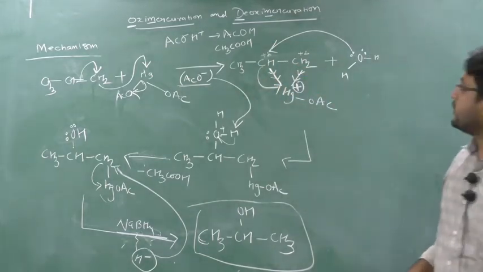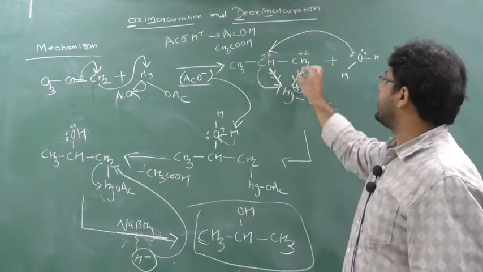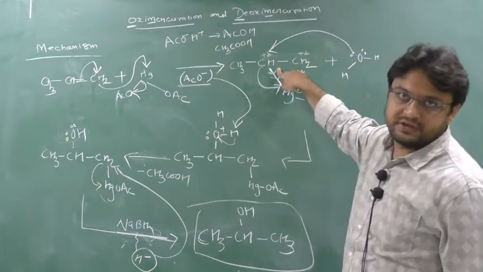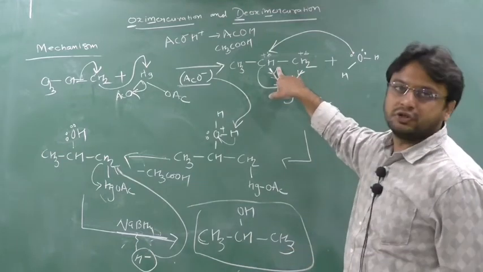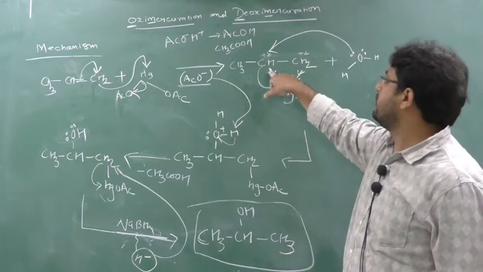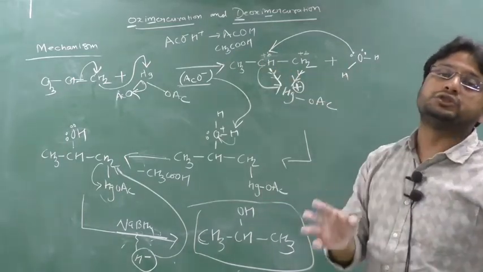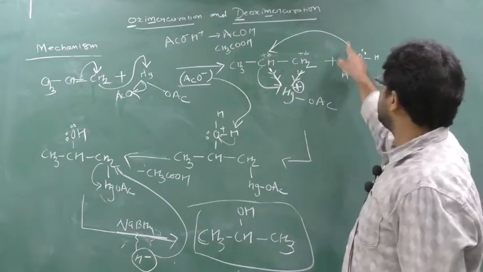Clear this part? Okay. Now water will come. Here this Hg is a metal, it will start to attract the electrons. Here also partially positive charge will develop, and here also partially positive charge will develop. So where will the partially positive charge look good? On this 2 degree, no? So this will look good, it will have more stability. So water will come, and the lone pair of oxygen of water will donate here on the 2 degree.